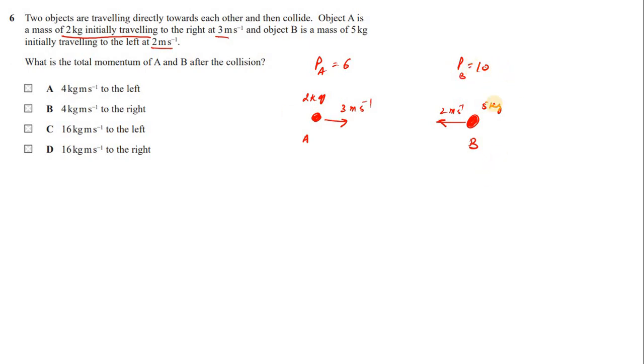Because momentum is a vector quantity, if one is to the left and the other is to the right, you can choose either one as the positive momentum and the other as the negative momentum. So clearly the resultant will be 10 minus 6, which is 4. This is the total momentum of these two objects, or of the system. 10 is greater, so it will be towards the left. So 4 kg meter per second to the left. Option is A.